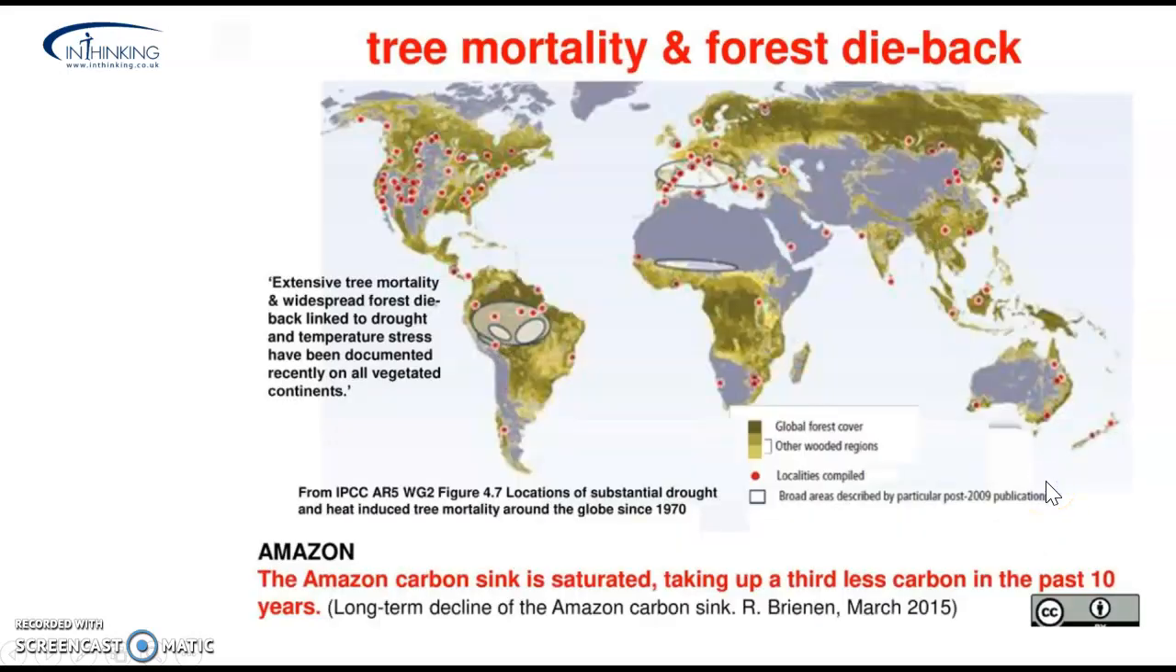So the distribution of tree mortality, as you can see with this map, is really quite a significant problem. So we've got recorded examples here, really quite a global problem of tree mortality and forest dieback. So extensive tree mortality and widespread forest dieback linked to drought and temperature stress have been documented recently on all vegetated continents. Even in the Amazon, we're seeing a greater sensitivity here to carbon. So the Amazon carbon sink is saturated, taking up a third less carbon in the past 10 years. So according to the study here, in March 2015.